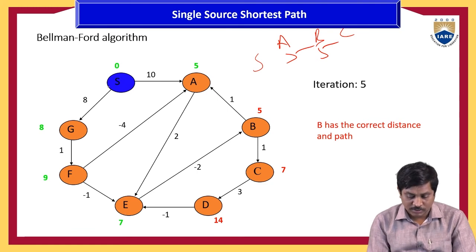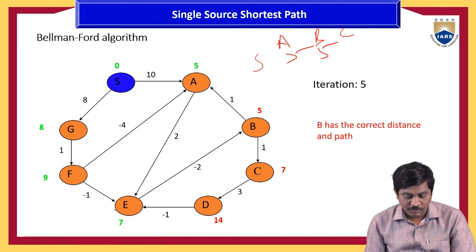No, there is no chance. In this way we won't find that one. So now here S to G, G to F, F to E, E to B, B to C. So 7 minus 2 plus 1.